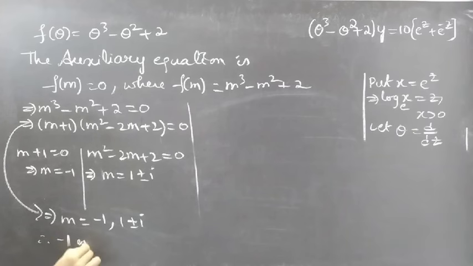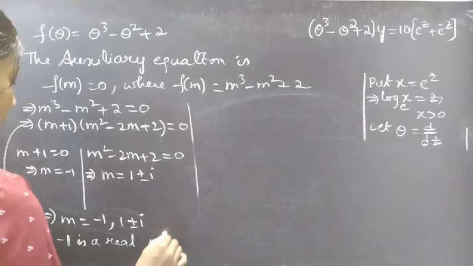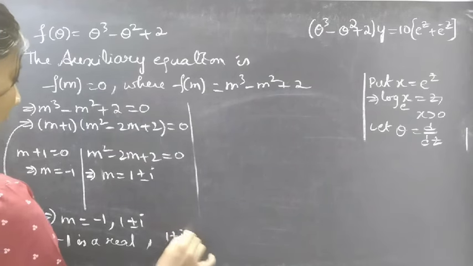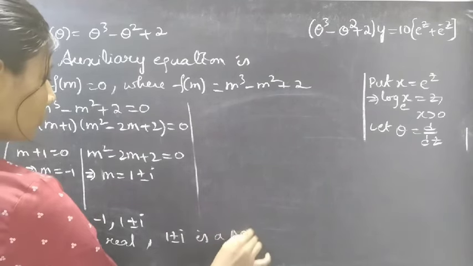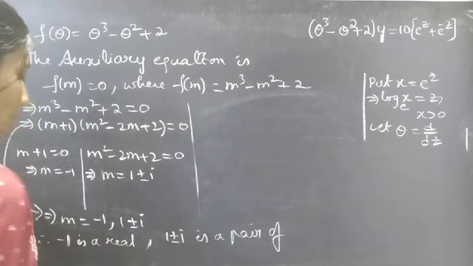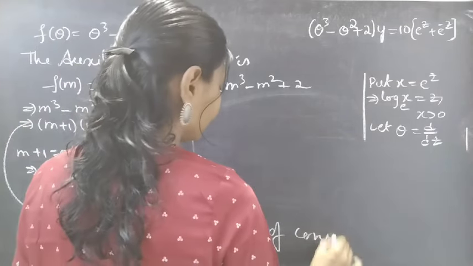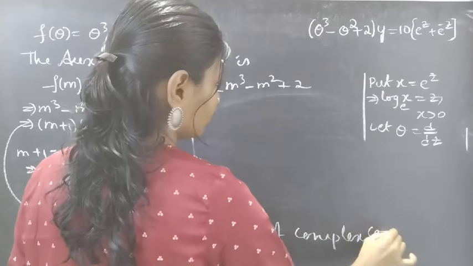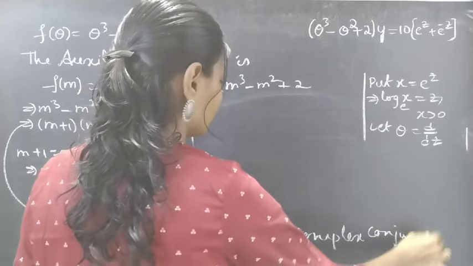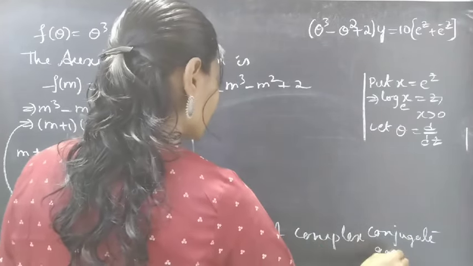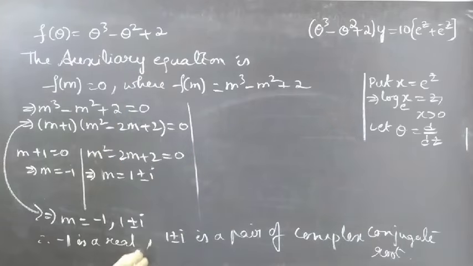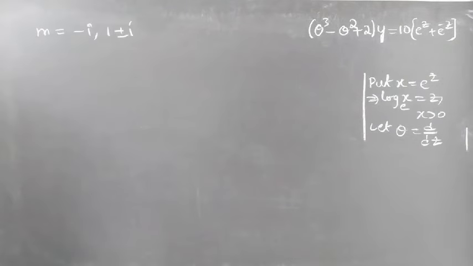Therefore, minus 1 is a real and distinct root, and 1 plus or minus i is a pair of complex conjugate roots. Right? Now coming to the complementary function.